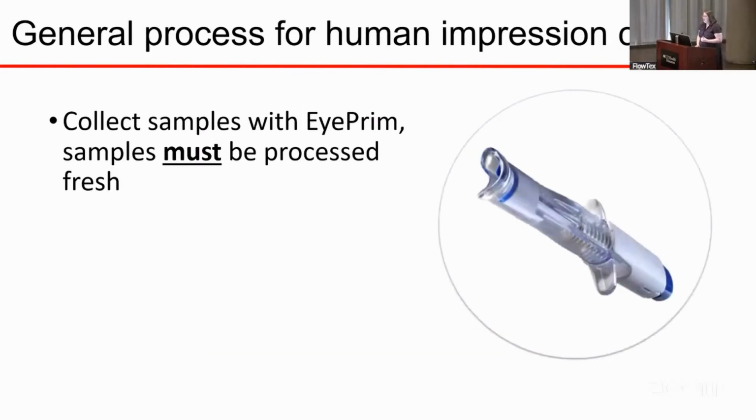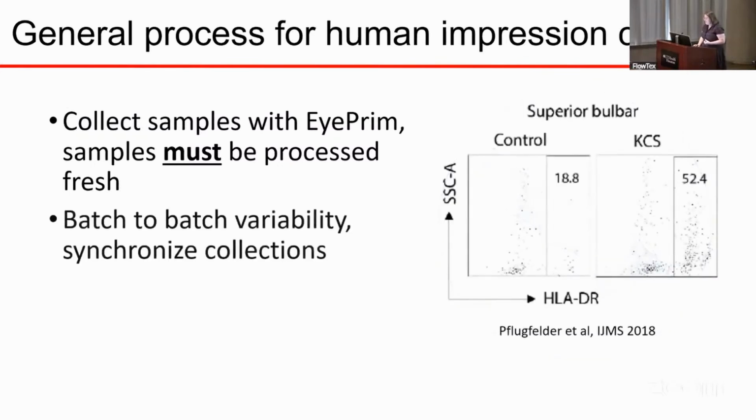Finally, for human impression cytology, this uses this little device here called an iPrim. I know sometimes people get a little squicked out. They're like, oh, I don't want that near my eye, but this is very safe and very harmless. It applies a small filter paper to the conjunctiva of your eye and removes a uniform layer of cells, which you can then process. But again, these are few cells, so you have to process them fresh, but it does work. So again, like with the human tear samples, there is batch-to-batch variability, so we recommend synchronizing collections.